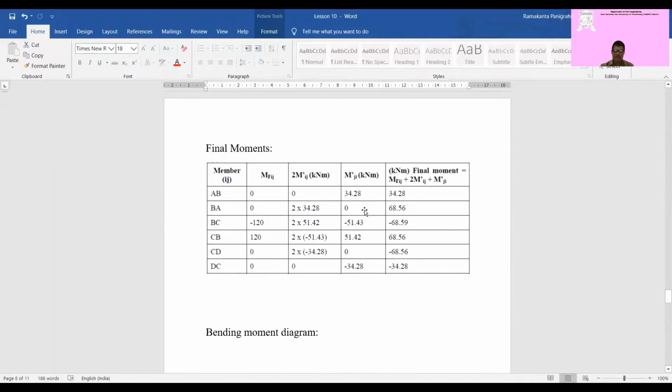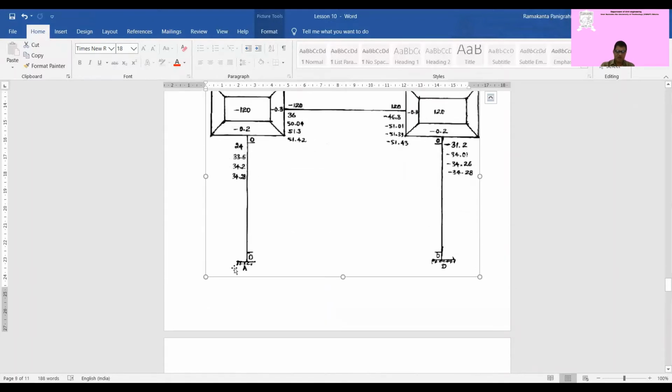Now we come to the final moment calculations. It will come for AB. In AB there is no fixed end moment. There is no near end moment because it is a fixed end. And far end is 34.28. So for this, this is the far end. Or this is the far end. So likewise you have to calculate the near end and far end.